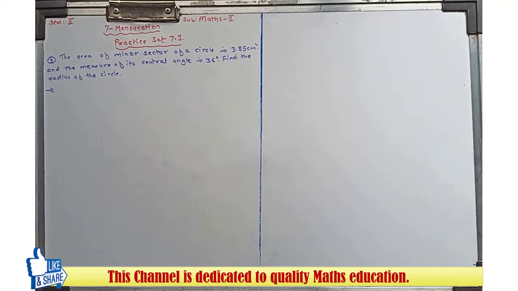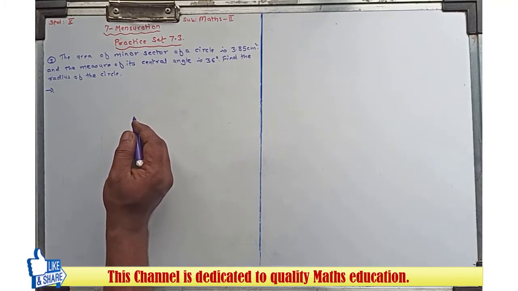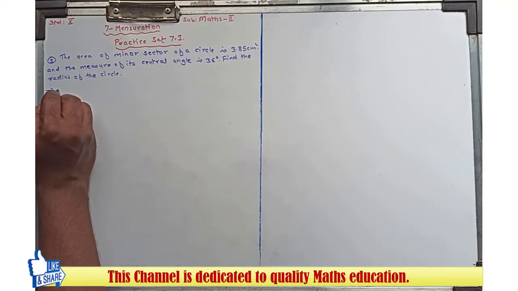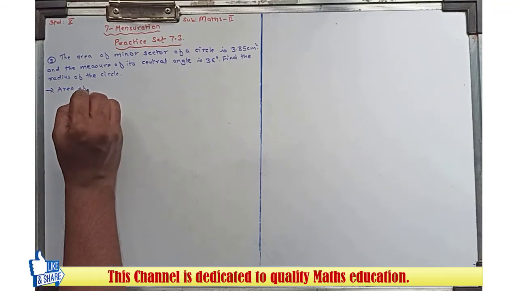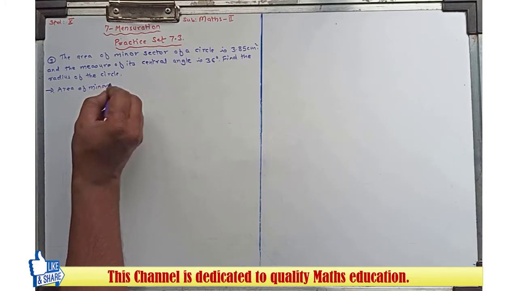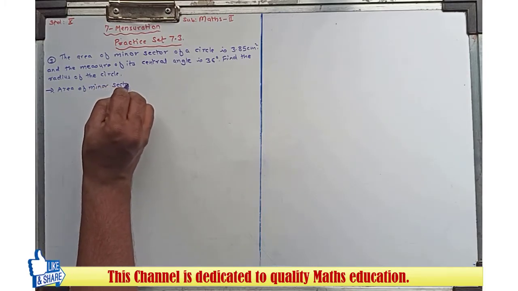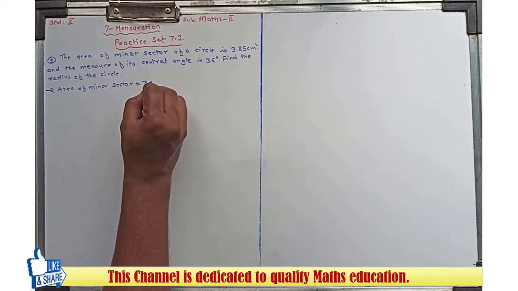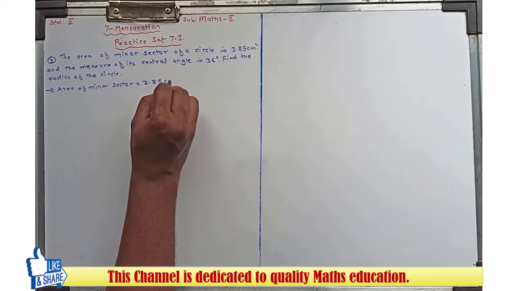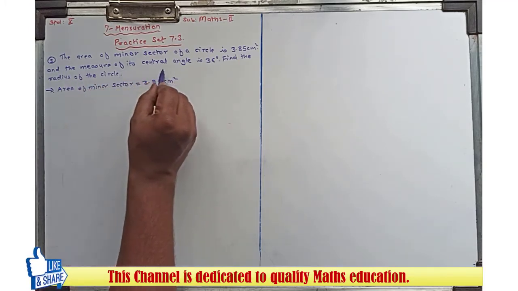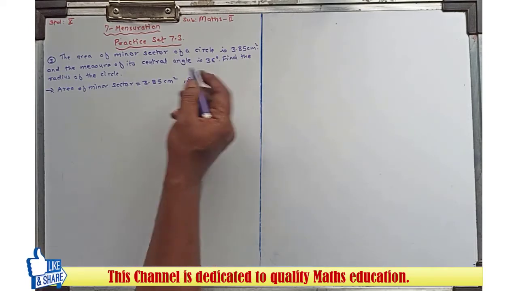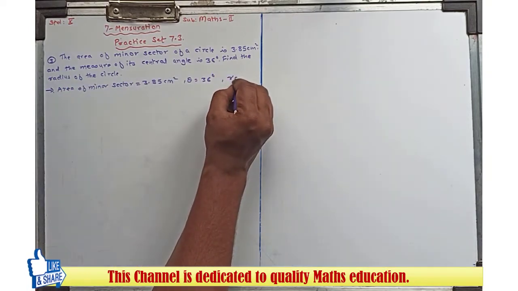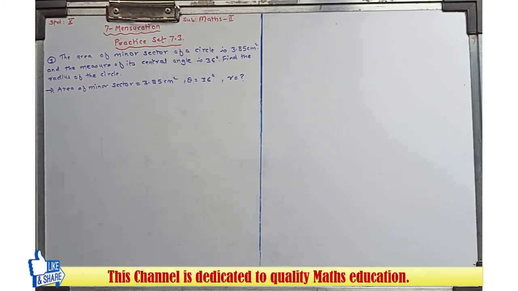The area of minor sector of a circle is 3.85. So here the area of minor sector is given. So we write this given thing, area of minor sector is equal to 3.85 centimeter square, and the measure of its central angle, that means theta, is given, that is equal to 36 degrees. Find the radius of the circle. Then we have to find radius, r we have to find.